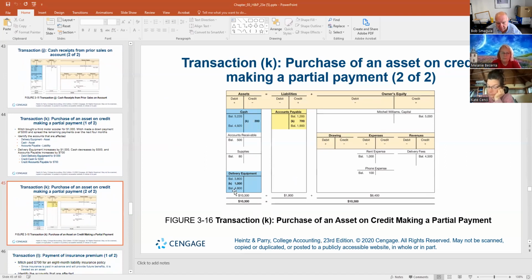And here's the delivery equipment, the 1,000. Here's the 300 credit to cash and the 700 credit to accounts payable. So the debit to delivery equipment increases the asset. The 300 credit decreases the cash, and the 700 credit to accounts payable increases the balance because that's the normal balance of a liability.